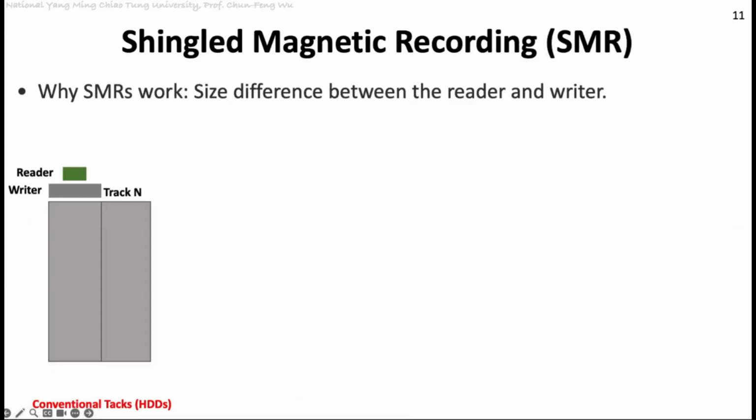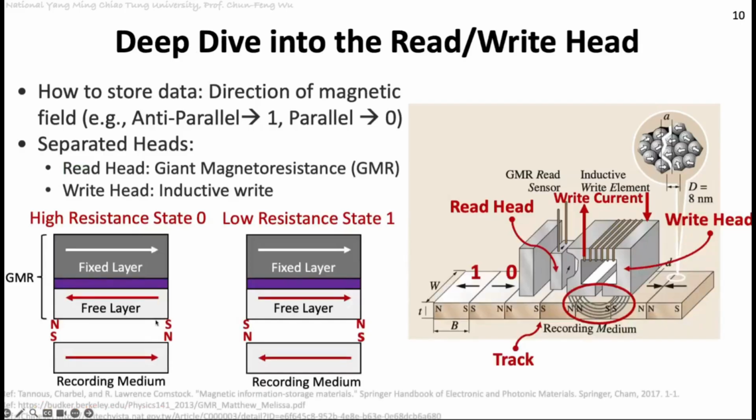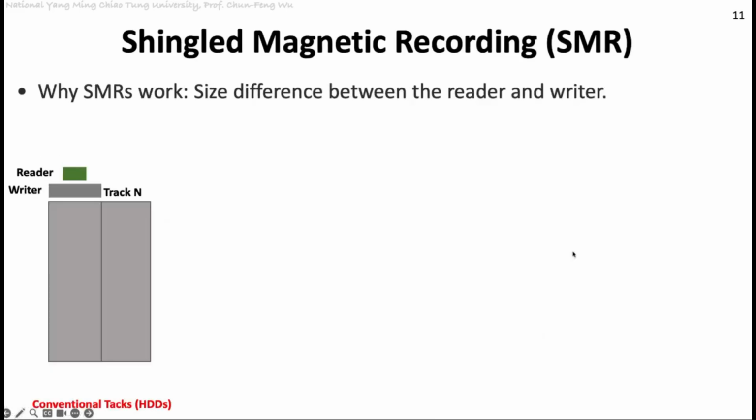Okay. So this is the hard disk drive. And notice that the size difference between the read and write head is quite large. So there is an advanced evolution of this hard disk drive. It is called shingled magnetic recording. Now if you go to the market and want a larger capacity hard disk drive, sometimes you will find this kind of SMR drive.